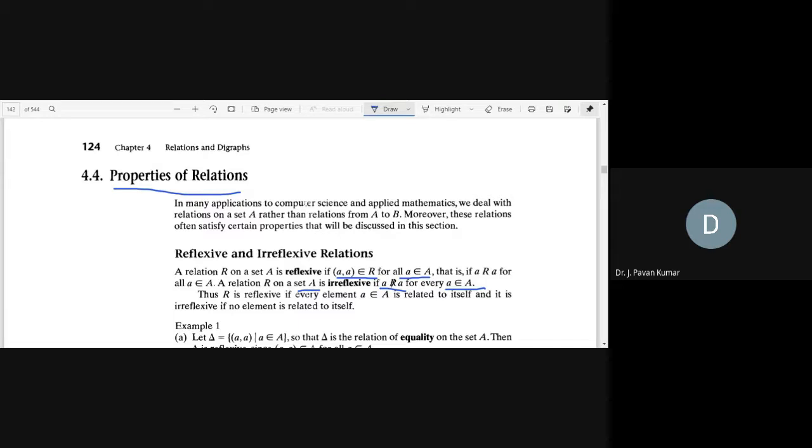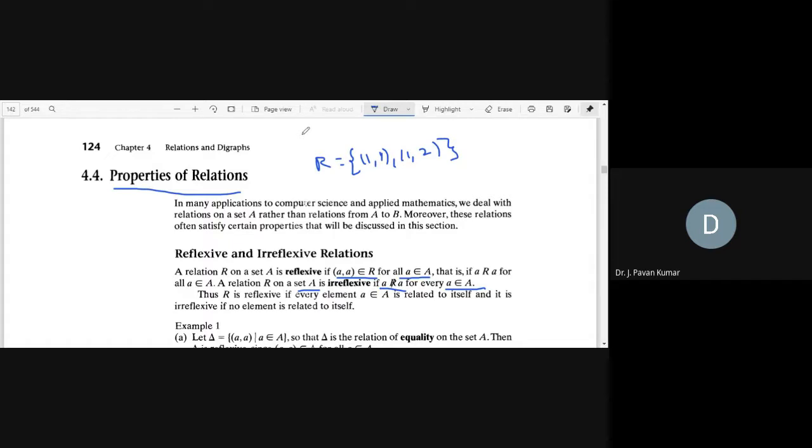If all are present, then we can say it is reflexive. If none are present, then we can say it is irreflexive. But if only some are present, then it is not reflexive, and of course it is not irreflexive as well. Understand the difference? Suppose we are having a relation like 1 comma 1 and just 1 comma 2. That's it.